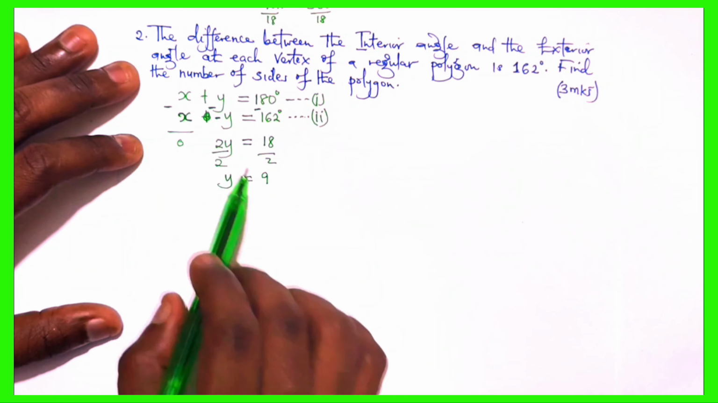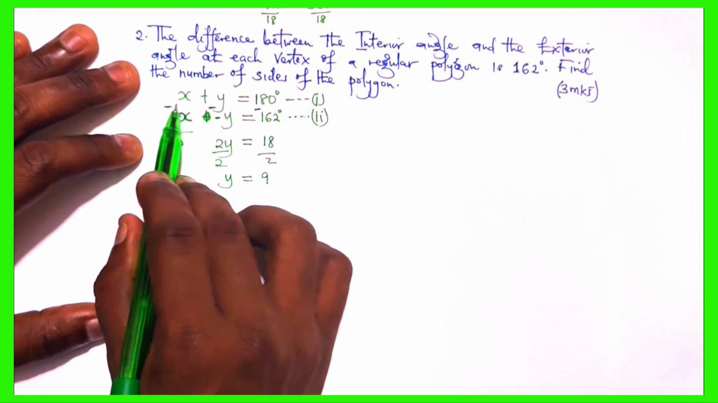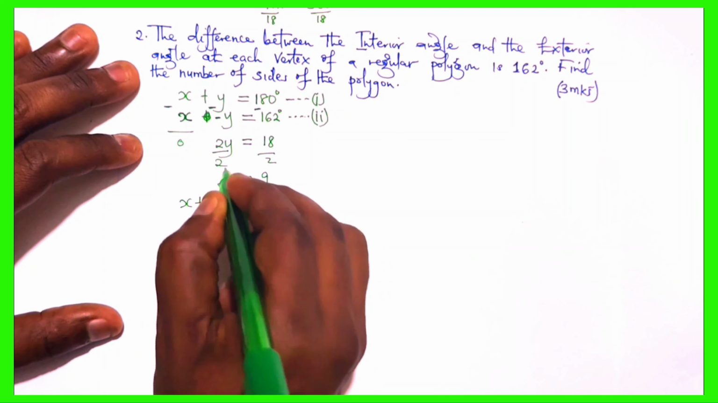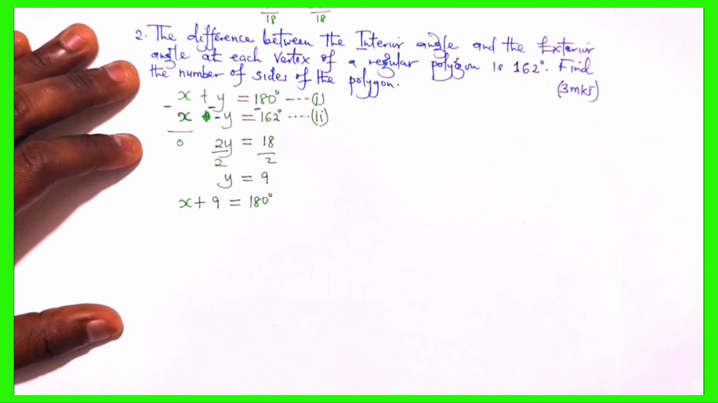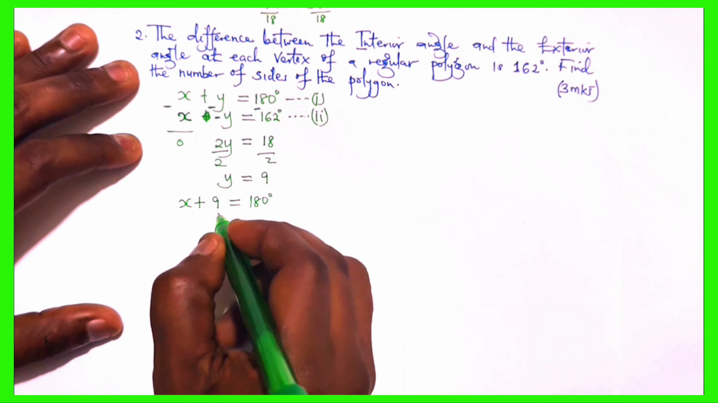Then if you want to find the value of x, you substitute for y in one of the equations. I can substitute in the first equation where I talk of x plus y, which is 9, to be equal to 180 degrees. And therefore x will be equal to 180 degrees subtract 9 degrees. So we end up getting here that x will be equal to 171 degrees. So y represents the exterior angle and x represents the interior angle.